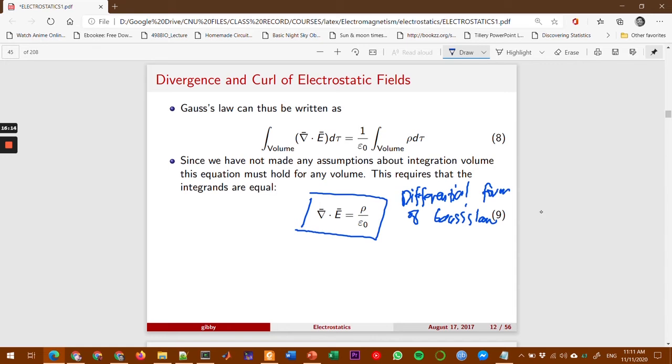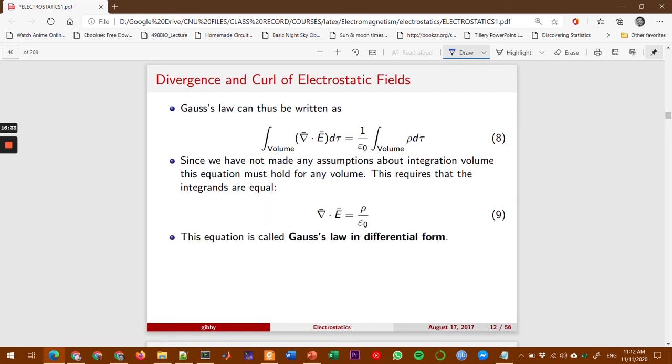Earlier, the integral form was E dot dA equals Q enclosed over epsilon naught. That's it. So that's the equation for Gauss's law in differential form. Take note, it is easier to solve, right? Given the electric field, we can get the rho.